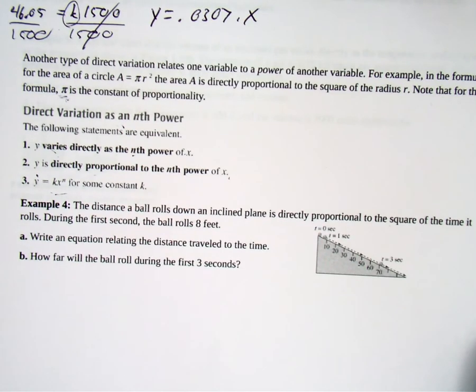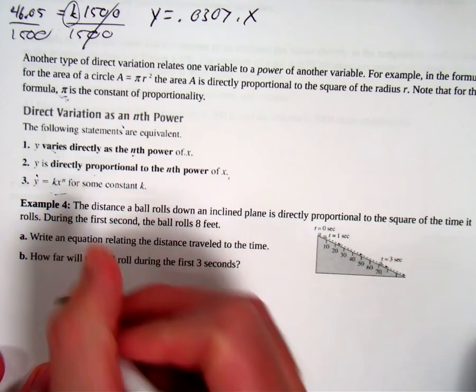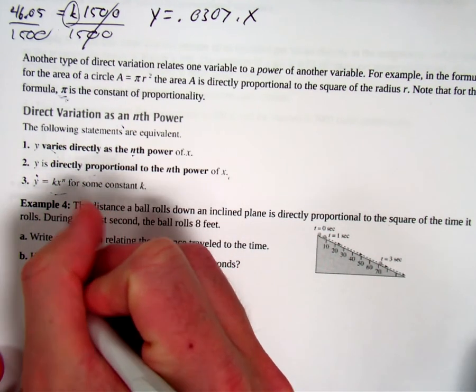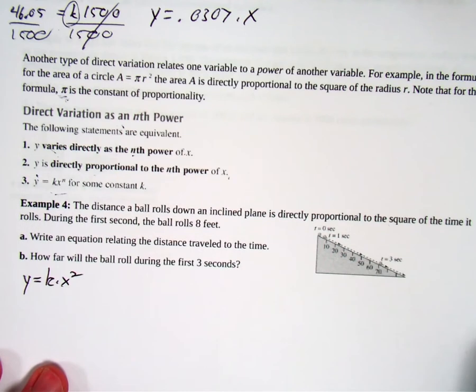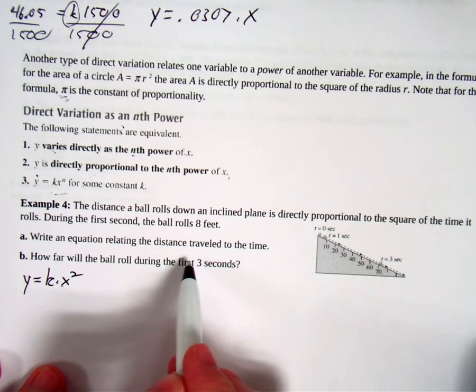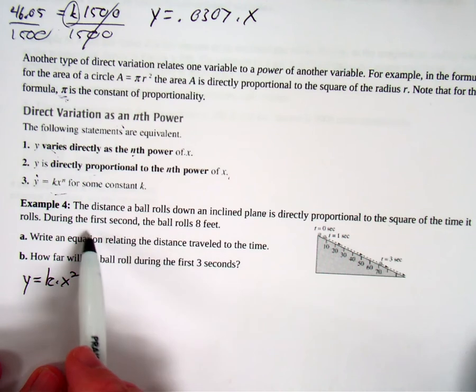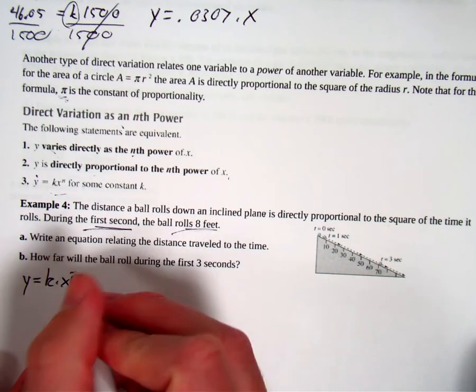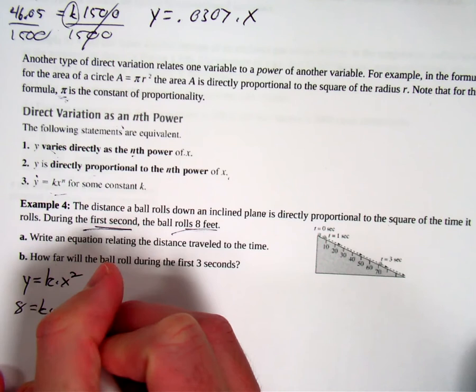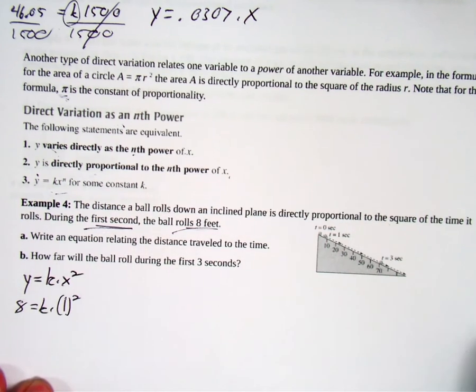The distance a ball rolls down an inclined plane is directly proportional to the square of the time it rolls. During the first second, the ball rolls 8 feet. How far will the ball roll during the first 3 seconds? All right, so we have something directly proportional to the square. So our setup here is y equals k times x squared. The one they gave me, 1 second, 8 feet. So we have 8 feet equals k times 1 squared.